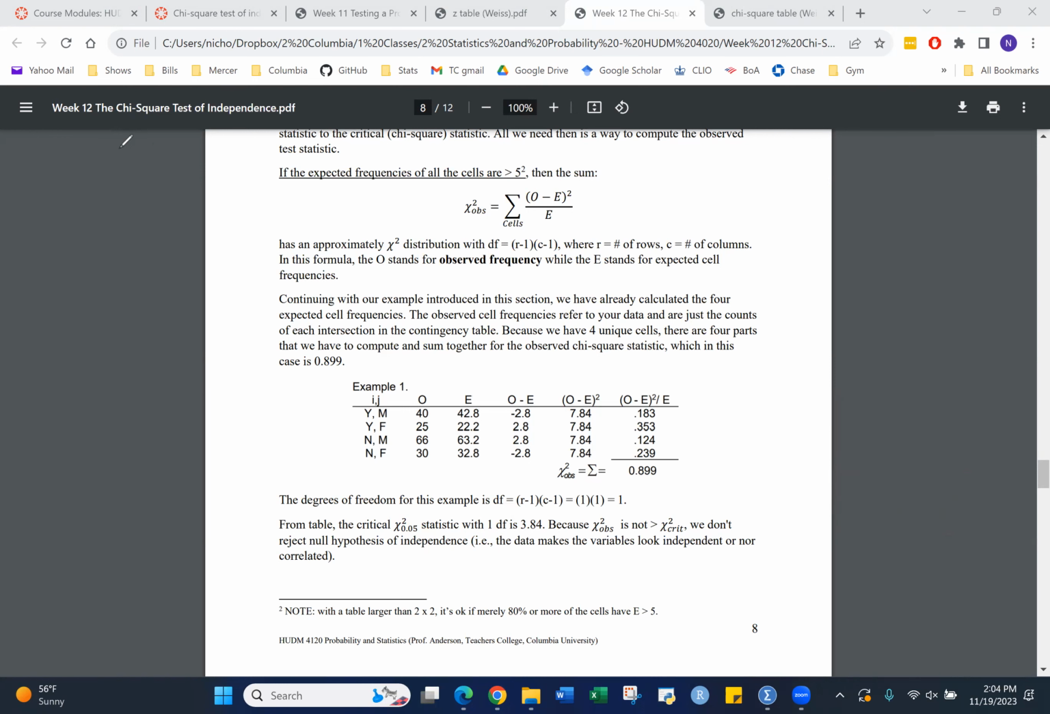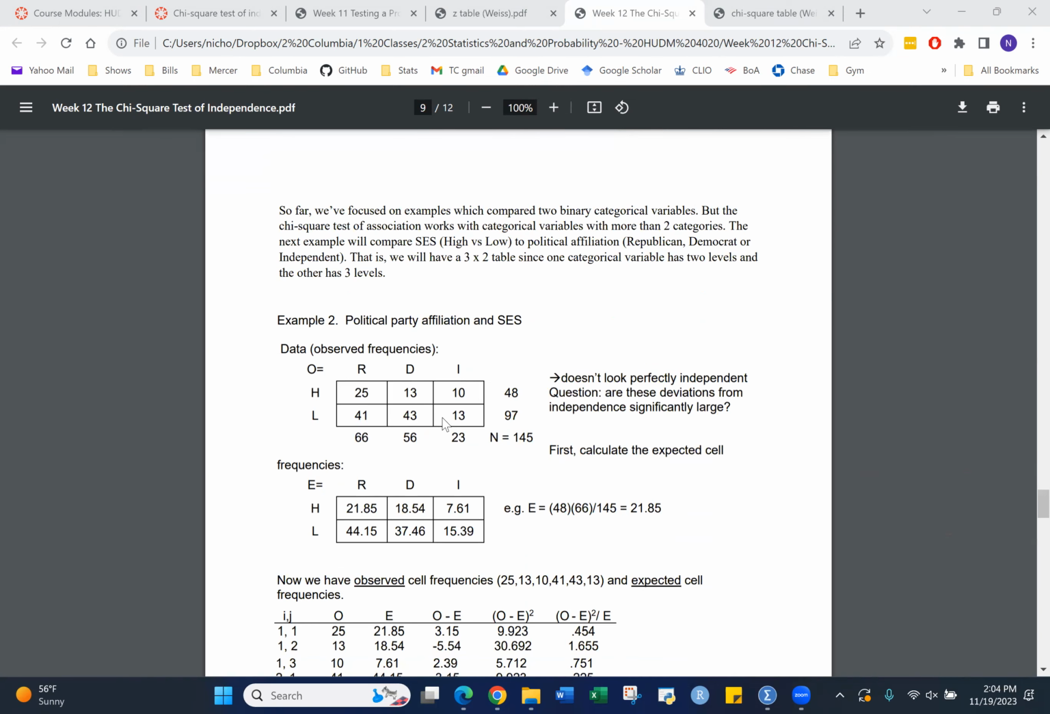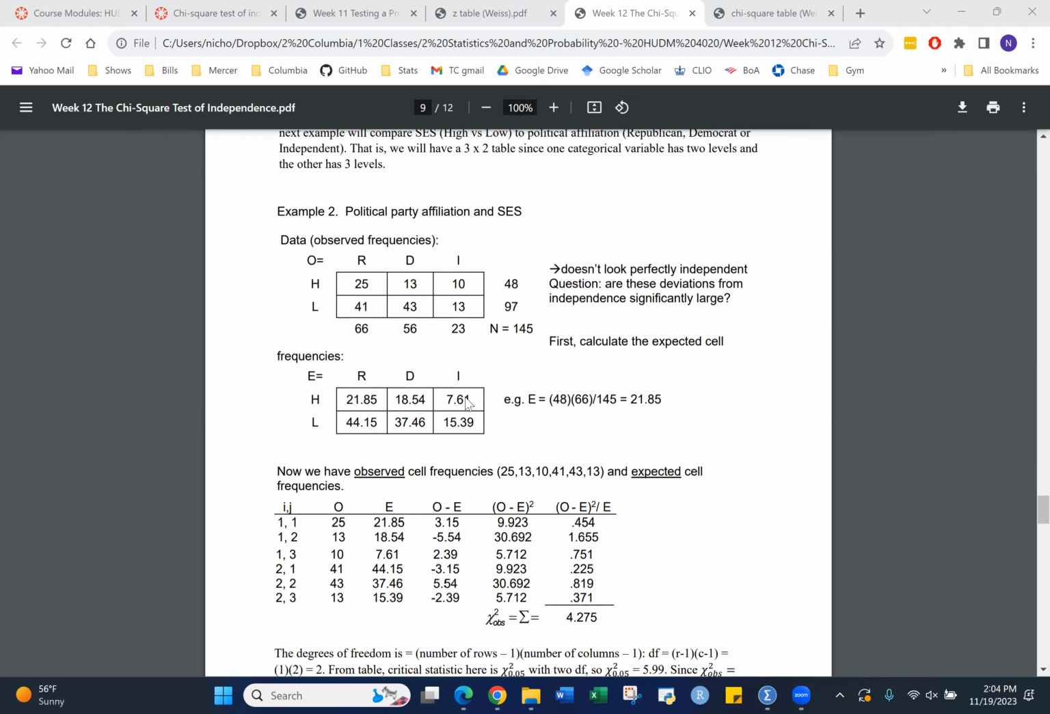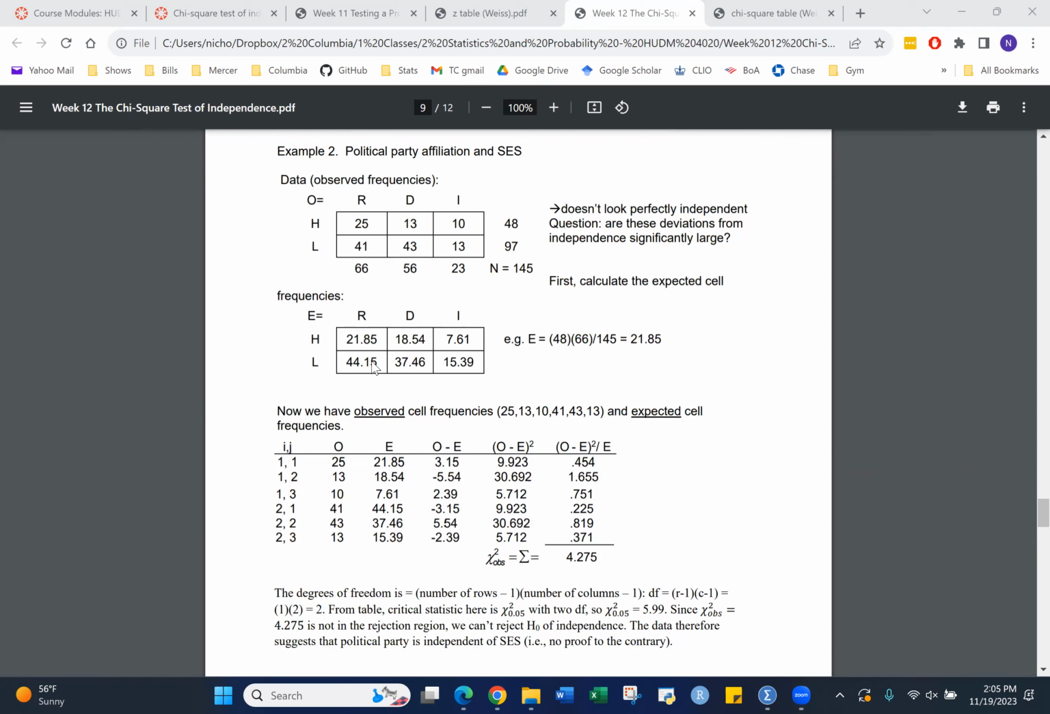So that is our chi-square test of independence, or chi-square test of association. There's a second example, and I would leave that to you to do on your own. But again, all the math is here. And you'll notice this is a 3x2 example. So when you actually get to the DF, it turns out to be 2 because there are 3 columns. So you do 3 minus 1, which is 2.